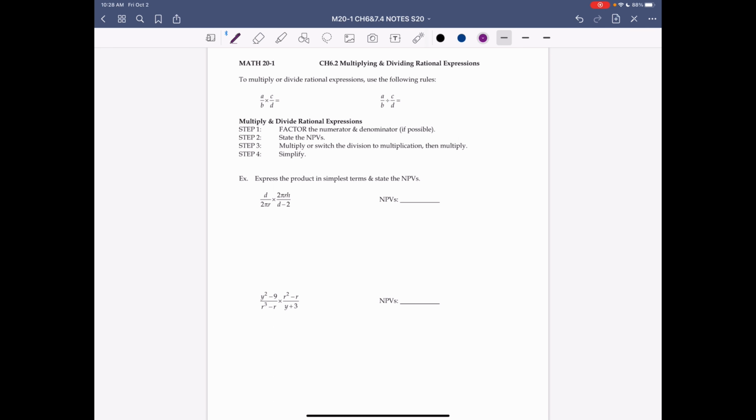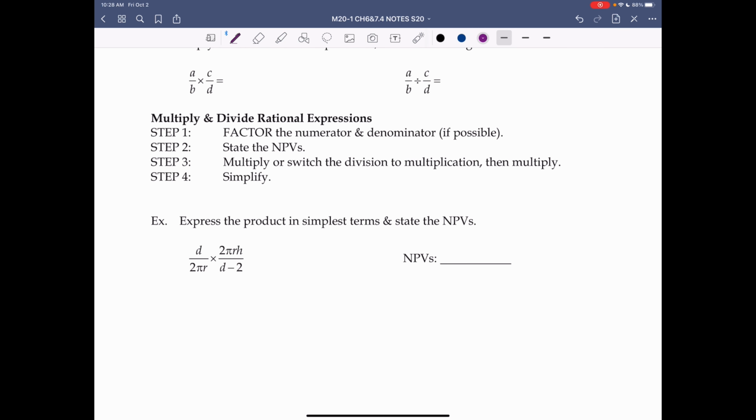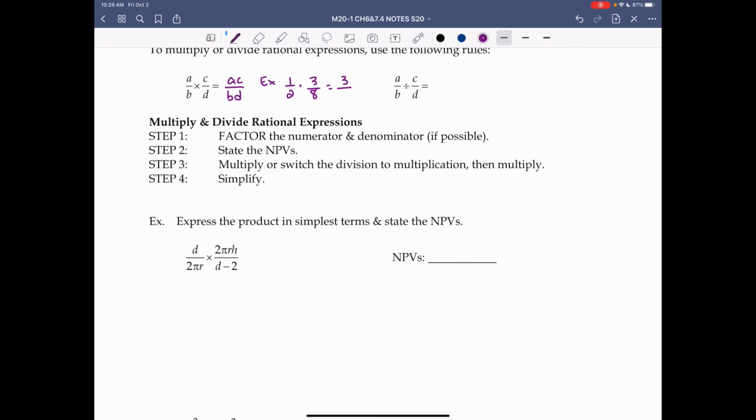Chapter 6.2, Multiplying and Dividing Rational Expressions. To multiply or divide rational expressions, use the following rules. A over B times C over D equals AC over BD. We just multiply the numerators of the fractions and multiply the denominators of the fractions. An example, 1 over 2 times 3 over 8 would equal 1 times 3 is 3, and 2 times 8 is 16.